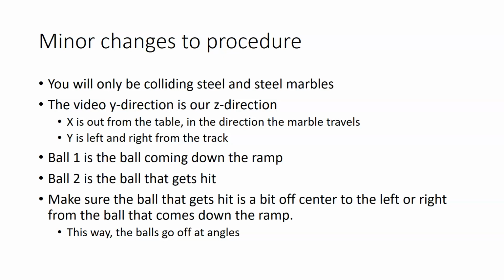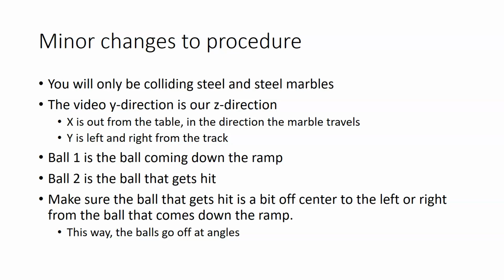Now, ball 1 is going to be the ball coming down the ramp. So if you look at your data table, you'll see ball 1 and ball 2. Ball 1, let's just call that the ball coming down the ramp. And ball 2 is the ball that's sitting on the post and the one that's going to get hit.